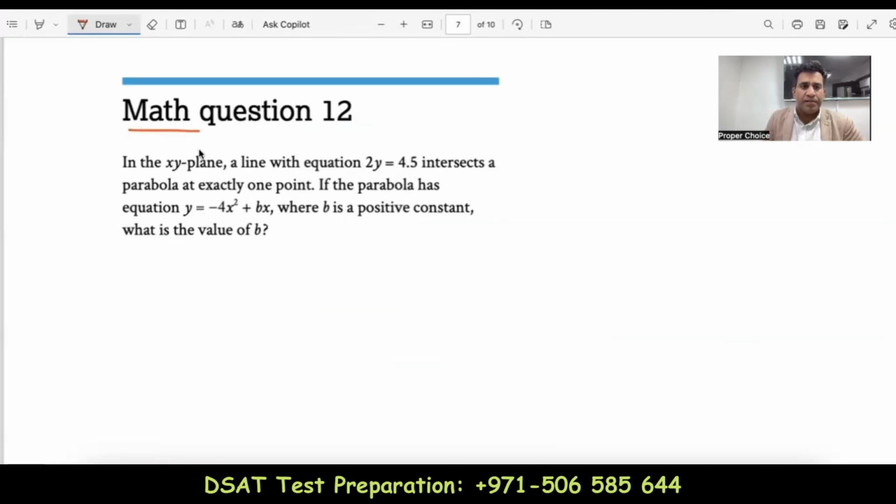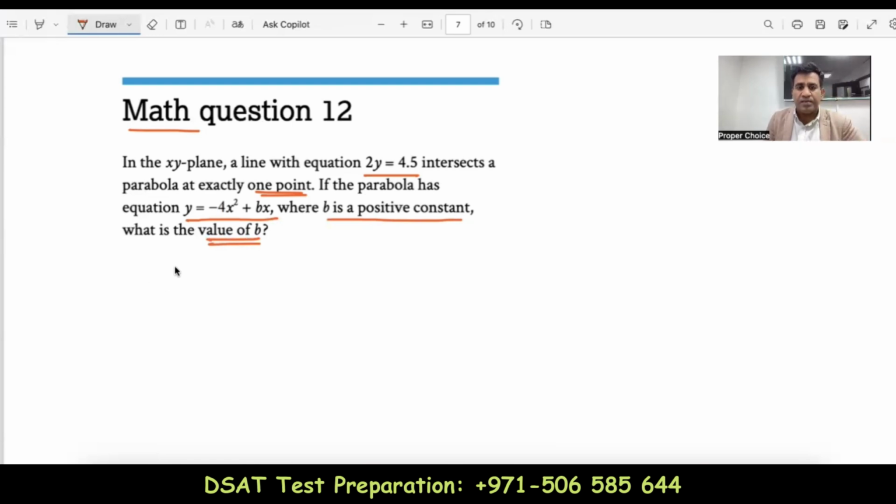Question number 12 here is, in the xy plane, a line with equation 2y equal to 4.5 intersects a parabola at exactly 1 point. If the parabola has equation y equal to minus 4x square plus bx, where b is a positive constant, what is the value of b? This is a good level question, by the way.